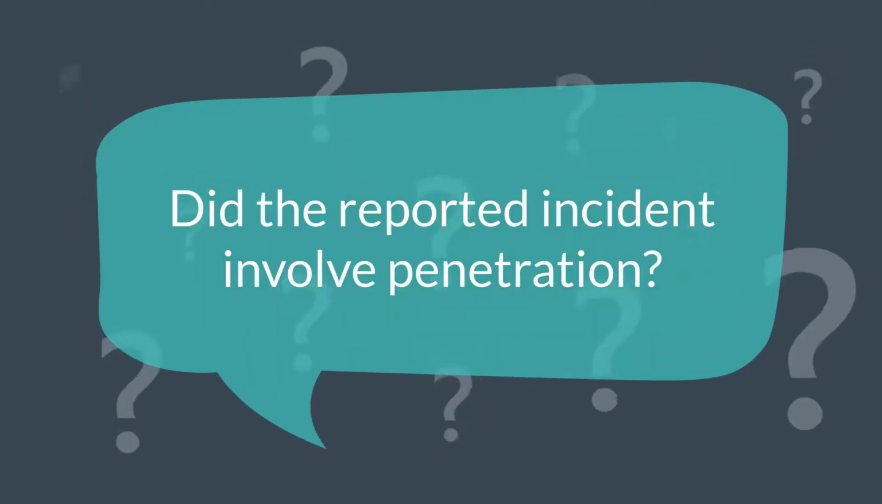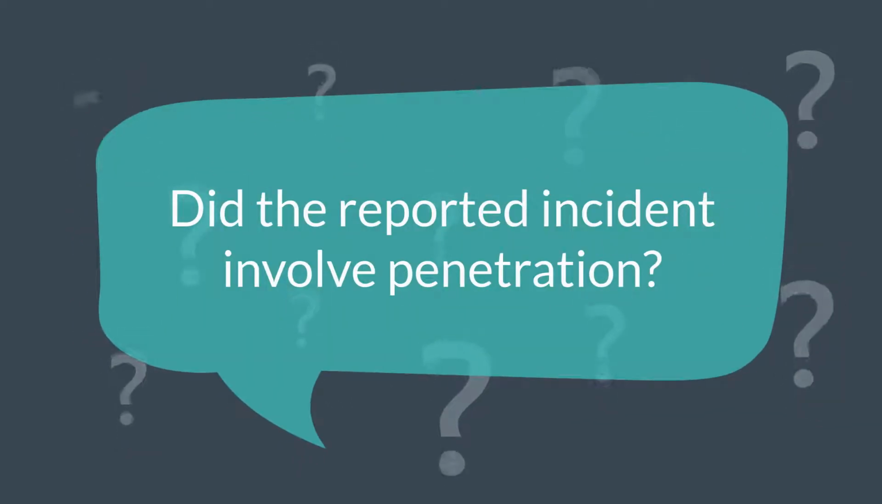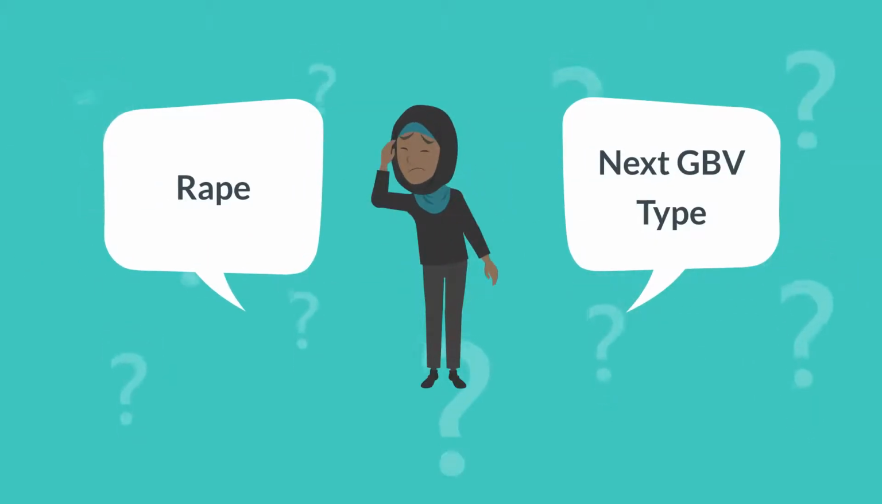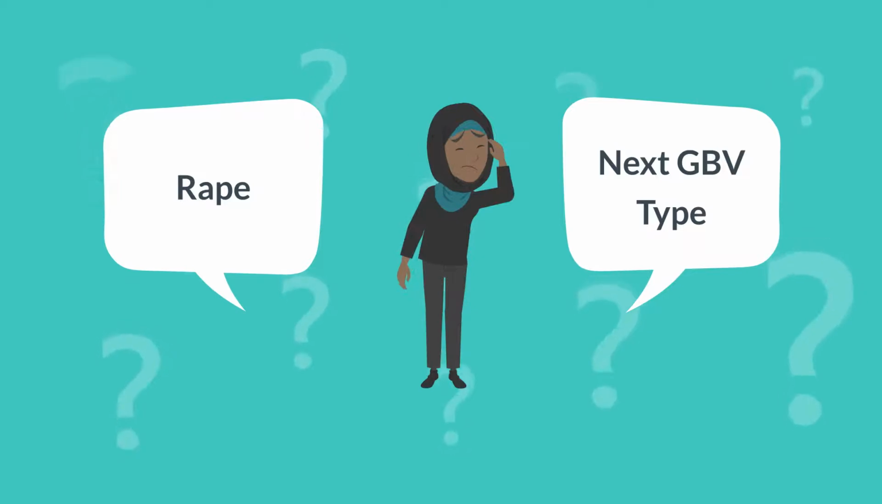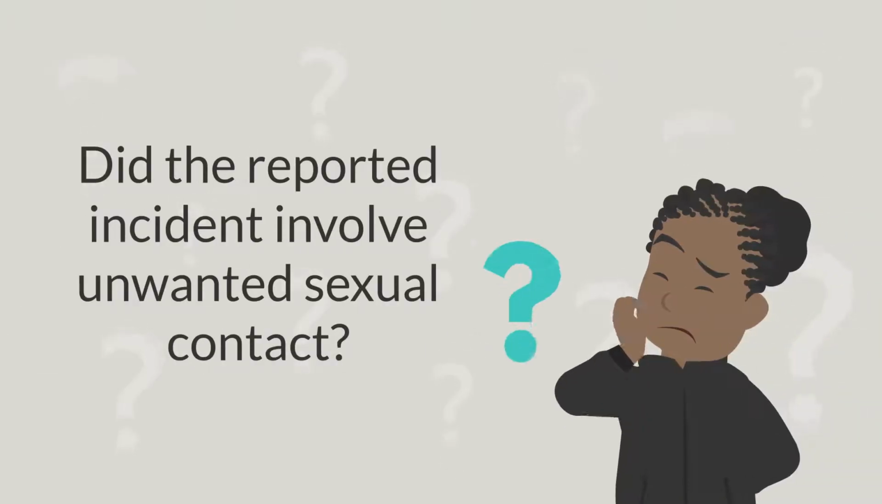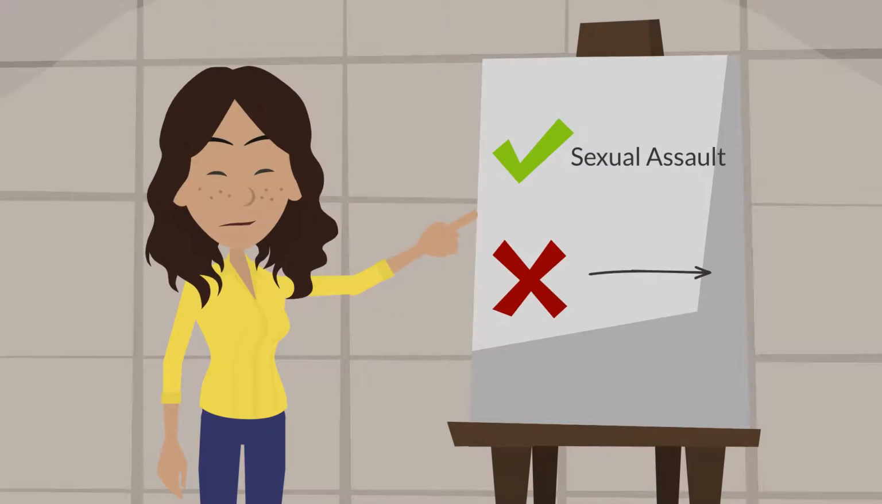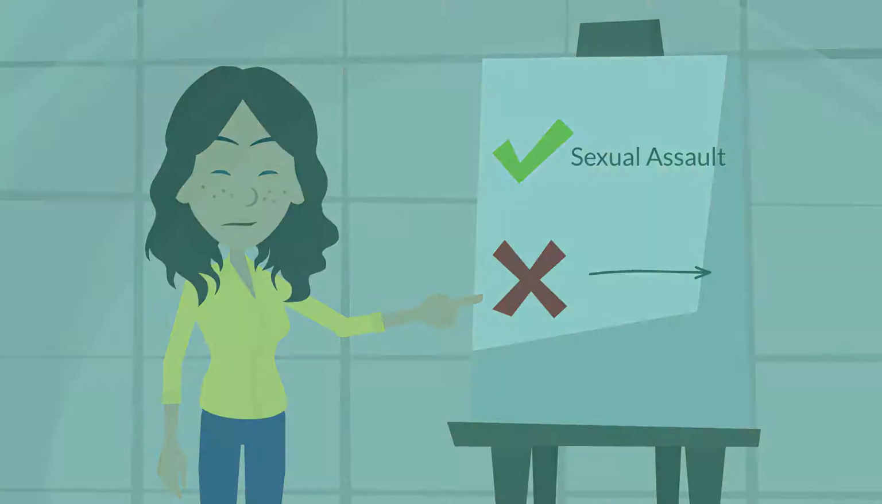First, did the reported incident involve penetration? If yes, classify the GBV as rape. If no, proceed to the next GBV type on the list. Did the reported incident involve unwanted sexual contact? If yes, classify the GBV as sexual assault. If no, proceed to the next GBV type on the list.